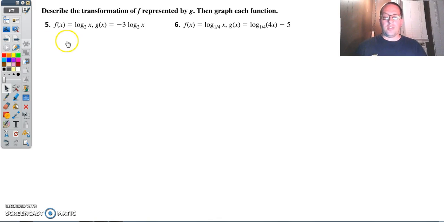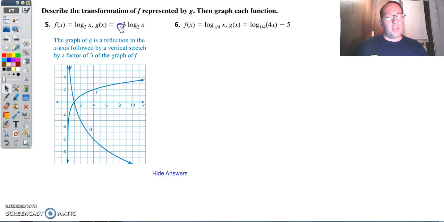Alright, let's see how we did. Number 5, difference between f and g, we have this -3 in the front, and that's it. So it's a negative, it's a 3, they're both out, not here with the x, so these are vertical. Negatives are flip, 3 is a stretch. So we have a vertical stretch by a factor of 3 and a reflection over the x-axis.